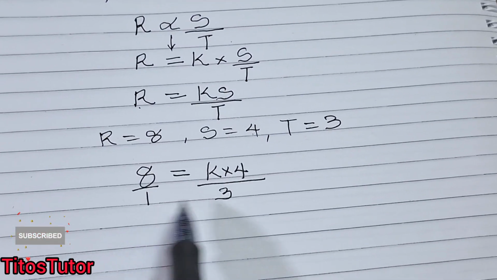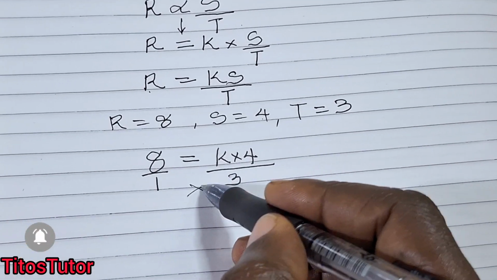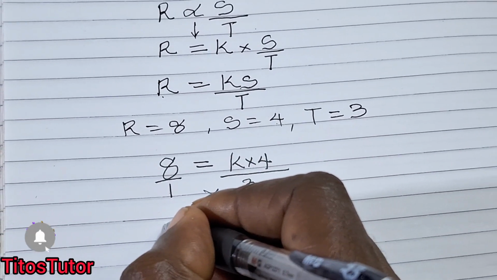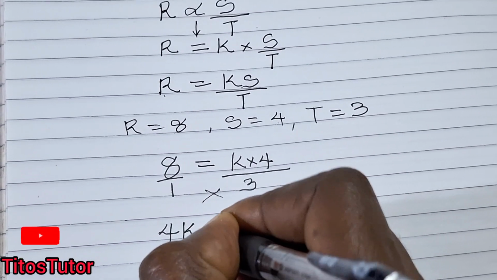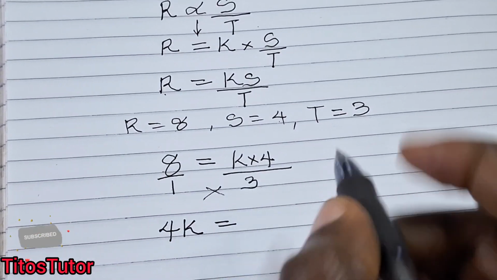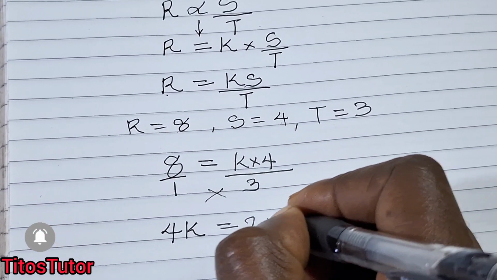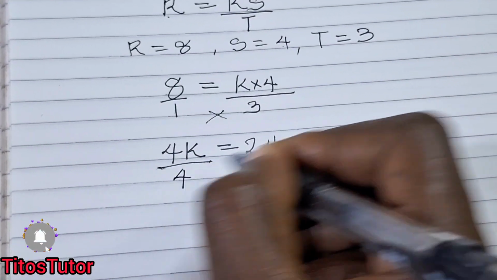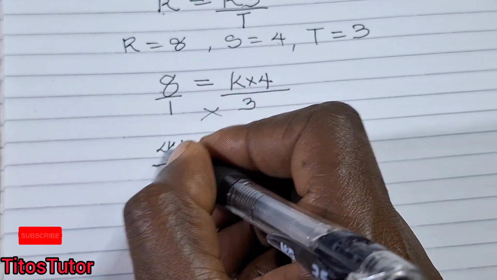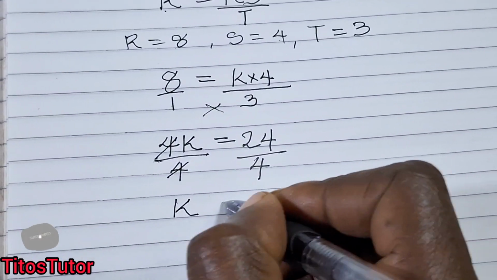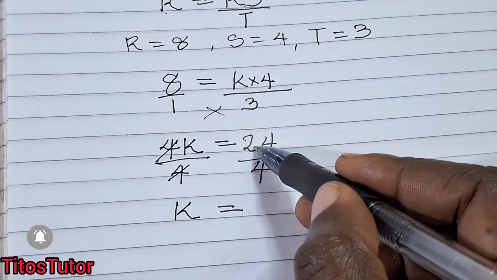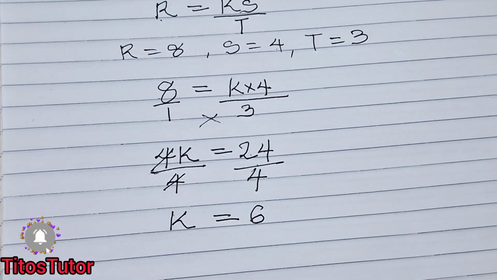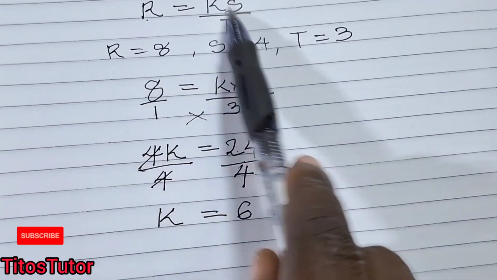Remember, when two fractions equate each other, you can cross multiply. So I have 1 times 4K, which is 4K, and 8 times 3 is 24. For my K to stand alone, I need to divide this by 4 and divide this by 4 as well. 4 cancels 4, and voila, my K stands on its own. 24 divided by 4 is 6. This is my constant that binds this together as a formula.